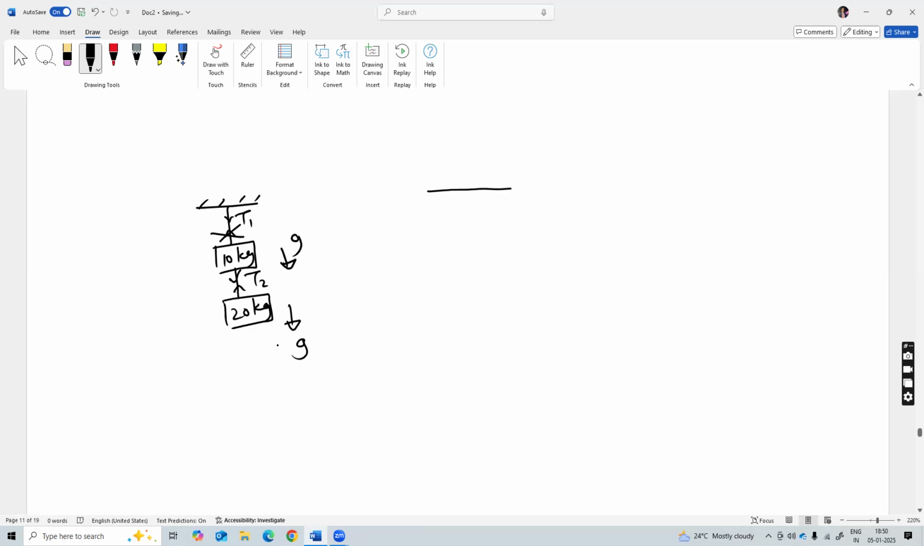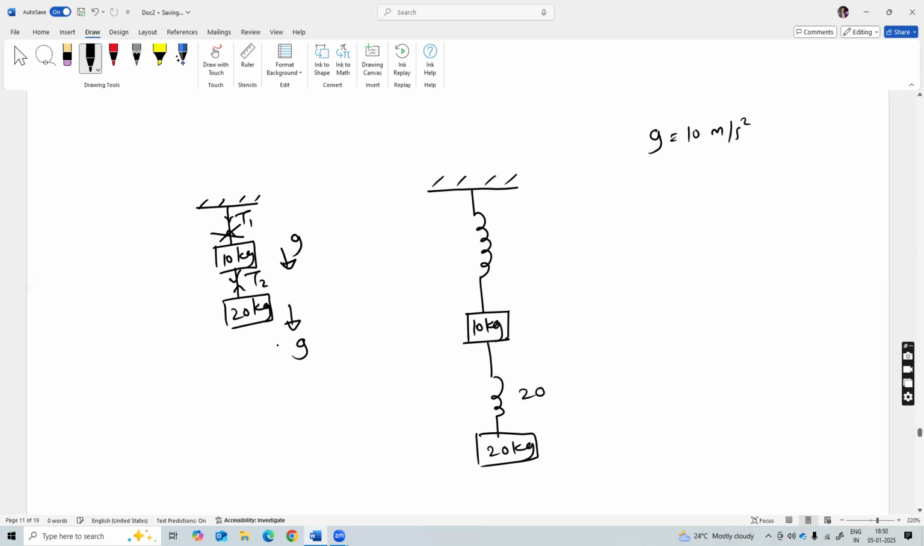Now let's say you have springs. In a similar case, you will consider using springs. Let's say this is 20 kg, this is 10 kg. If g is, let's say, 10 meter per second square, then the restoring force, or tension in this spring, will be 200 Newton, and in this spring it will be 300 Newton.